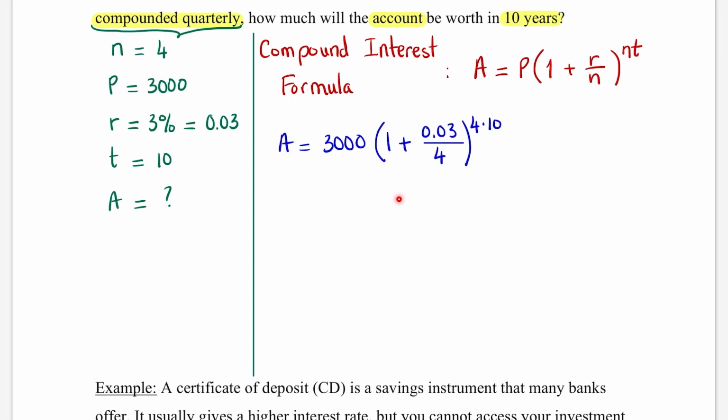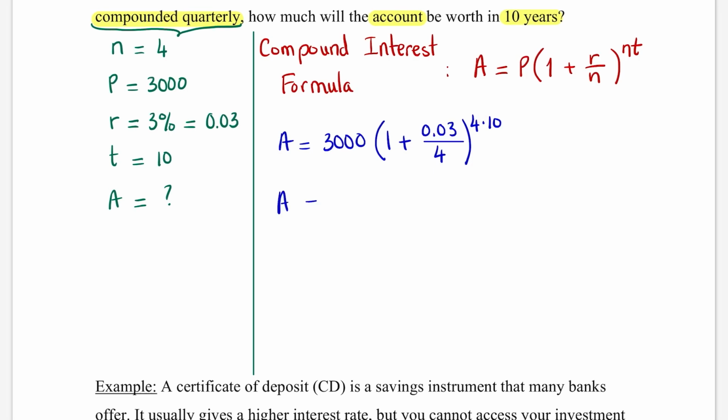So to evaluate this, I'll simplify this fraction first. I'll take 0.03 divided by 4. I get 0.0075. And also 4 times 10 is 40. A equals 3,000 times 1 plus 0.0075 raised to the 40. So 0.0075 is from 0.03 divided by 4. And 40 is from 4 times 10.